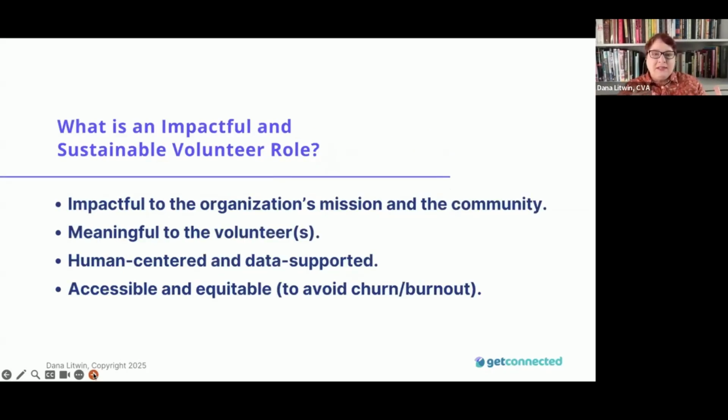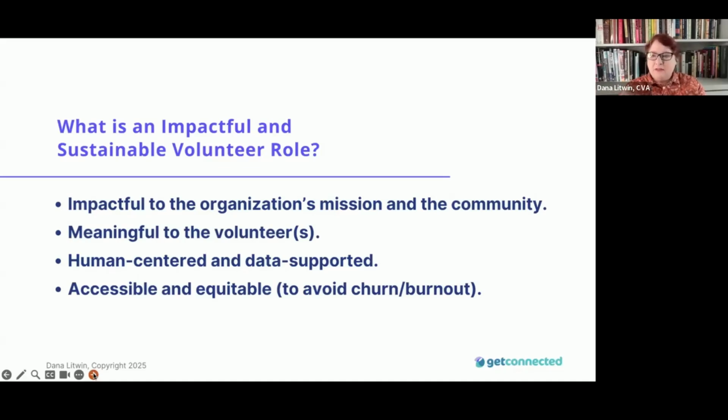And so what is an impactful and sustainable volunteer role? Let's get that definition clear from the get-go. It's impactful to the organization's mission, and it's impactful to the community. So sometimes there's a focus on this is just good for the agency, but maybe you haven't checked in on, well, what's the real mission impact with the people that we're working with and the communities that we're within, online or locally in person. So we want to make sure that that is the focus.